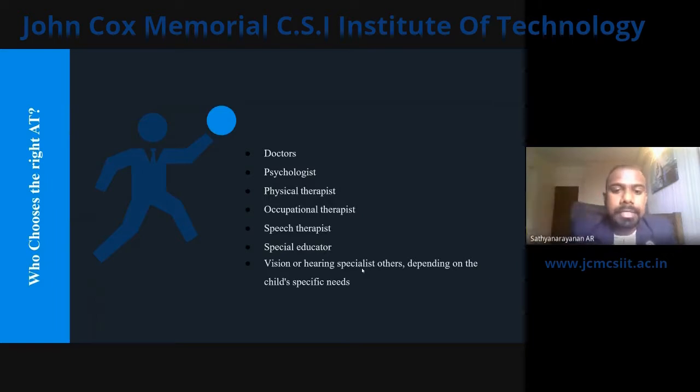Even if we develop some set of components, we need to get them validated by these doctors, and there are also various guidelines by organizations.